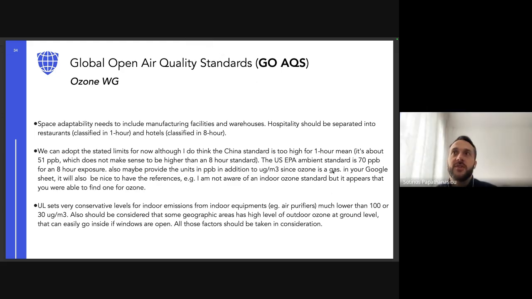Those are some of the comments that we read throughout the survey. Again, space availability, they were talking about manufacturing facilities and warehouses. This comment is common in the other working groups as well. And we are not going to have occupational safety limits in GoQS. We are not targeting those areas. Then another comment: we can adapt the stated limit for now, although I do think the China standard is too high. Maybe this comment is yours, Kira?